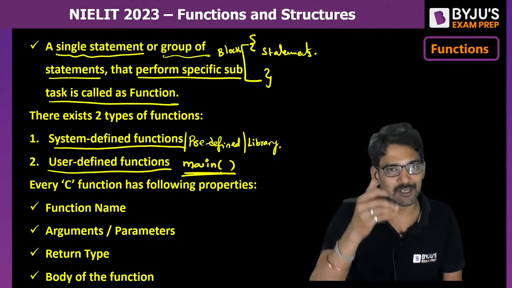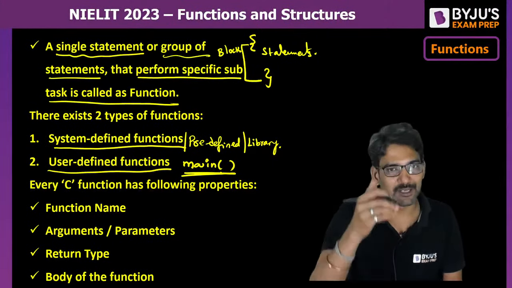Okay, and system defined functions: printf, scanf, getch, getchar, strlen, malloc, calloc, like this. We have some functions which already exist, and we define some other functions which are called user defined.